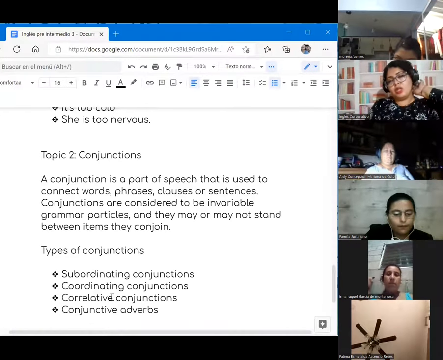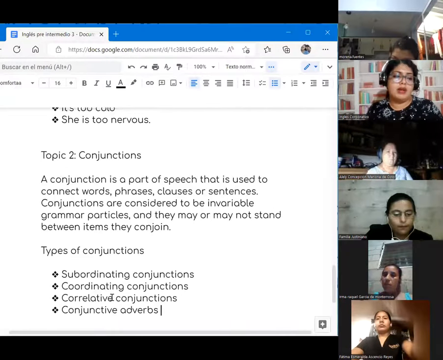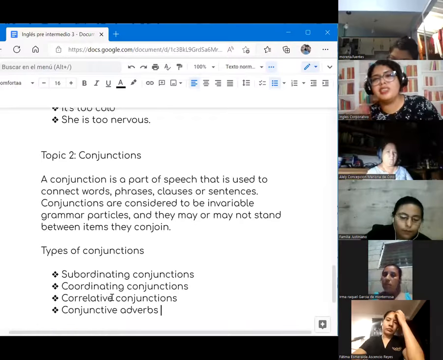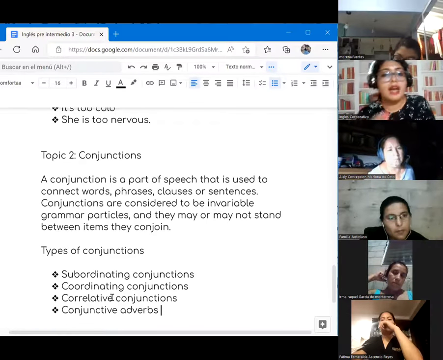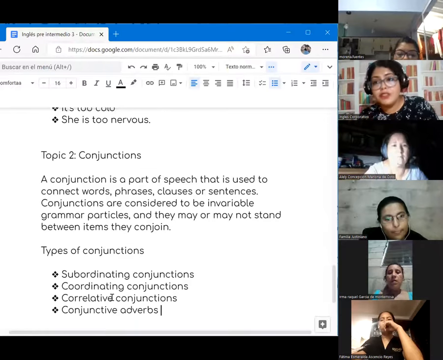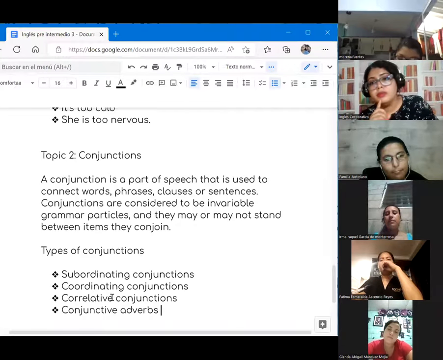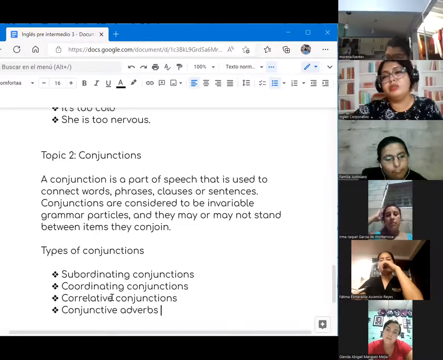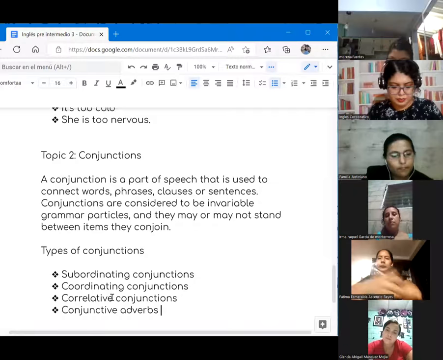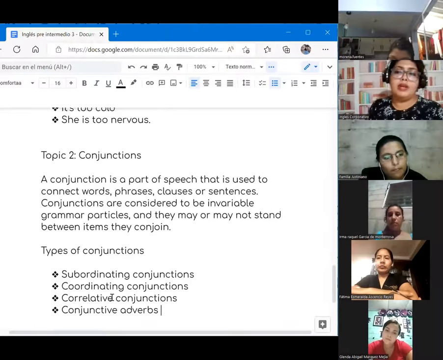So, in that case, we are not going to talk about all the information that we have about this kind of conjunction, because it's going to be kind of hard and long. But it is necessary that we mention that we have four different types, because in the future you are going to see this topic again and learn more about them. So it is not like we are going to talk about all of them right now.